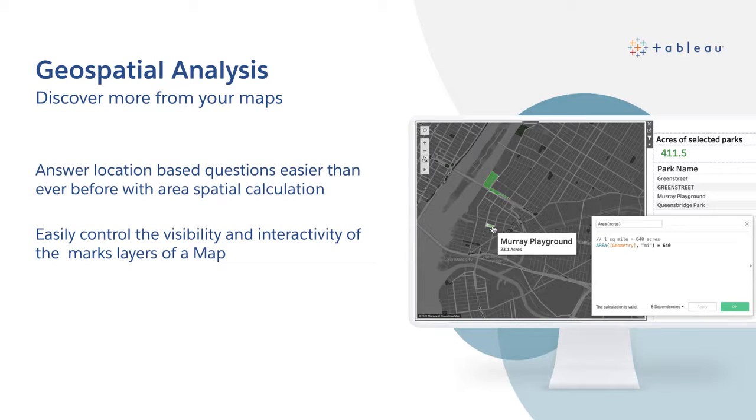While we're talking about geospatial analysis, when viewing a worksheet or dashboard that includes a map, consumers now have the flexibility to control the visibility and interactivity of that marks layer without editing the workbook. When enabled by the author, users can simply use the new toggle settings to customize the map view to best answer their own location questions and analysis.